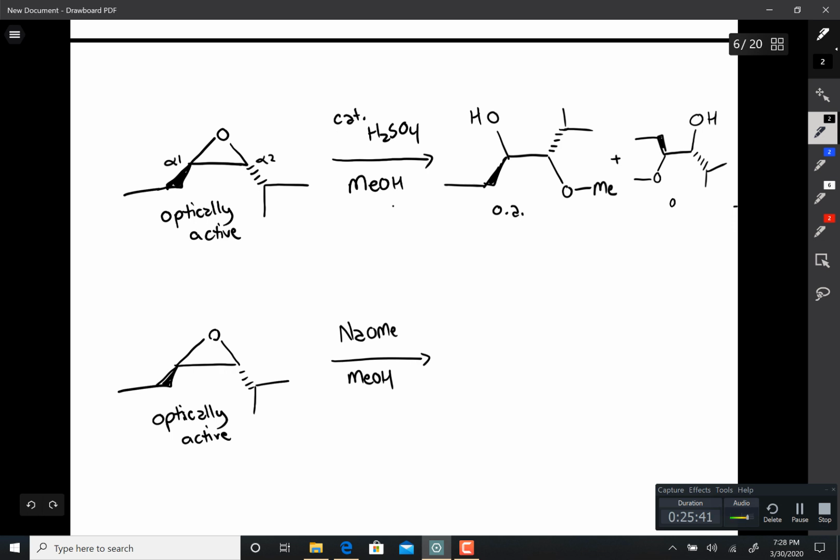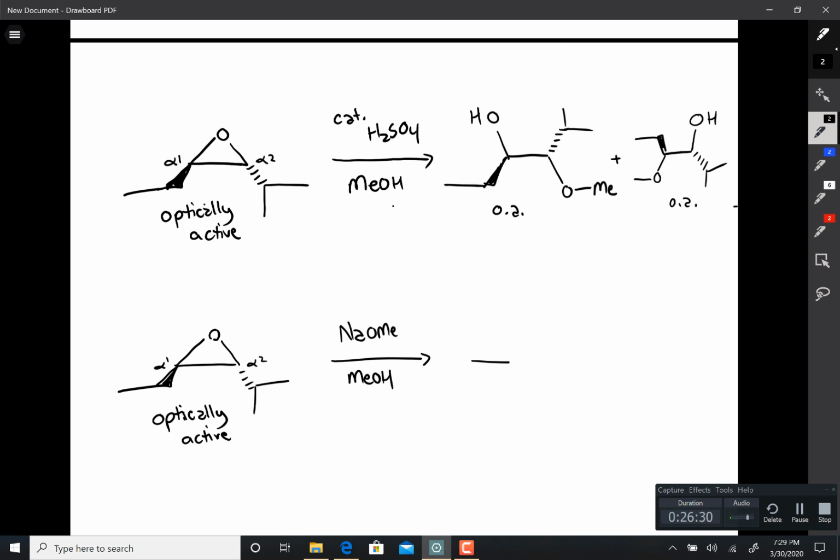And both are optically active. Both of them will be major products. It'd be hard to really say which one is going to be major over the other one. And that's just because they're equally substituted. Now on the bottom case though, alpha 1 is less hindered than alpha 2. So the major product is going to be the reaction that occurs on alpha 1, the substitution.